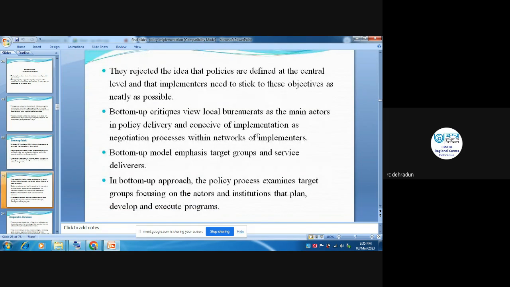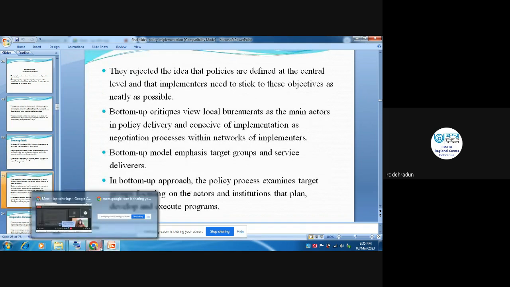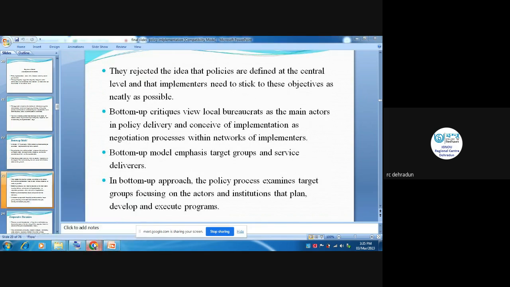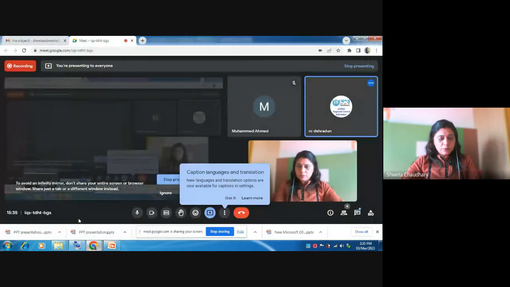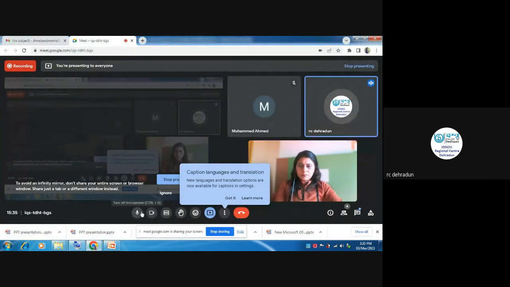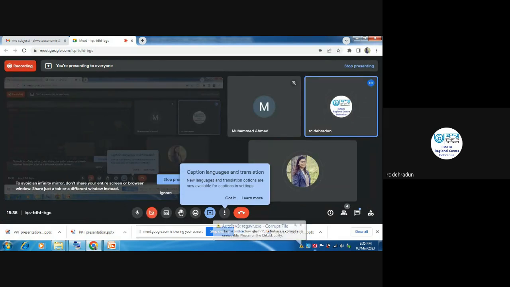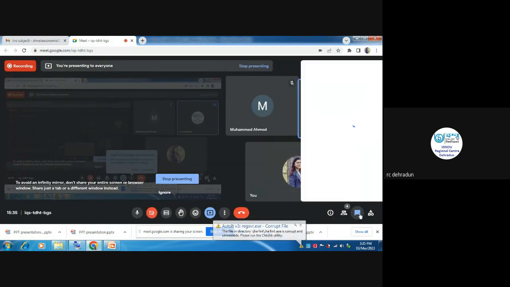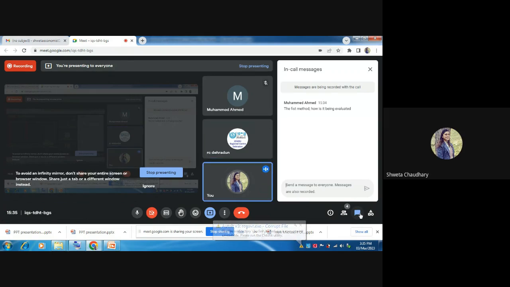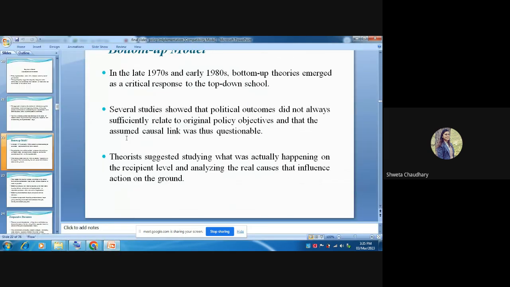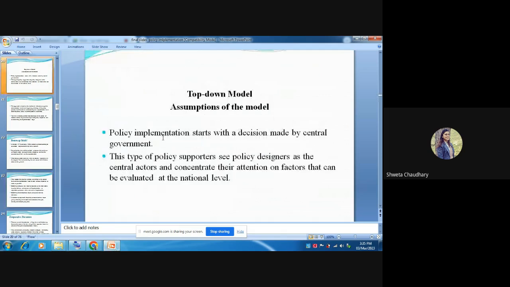Ma'am, Suleiman is asking in the chat box how the first method is to be evaluated. Which one? See in the chat box, ma'am. Okay, wait. The first method, how it is being evaluated. The top method, no? This method, the top-down model.